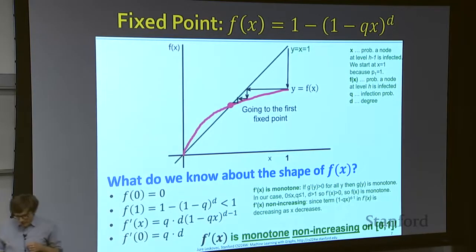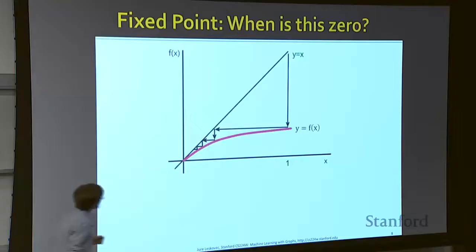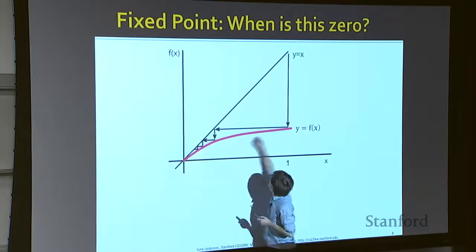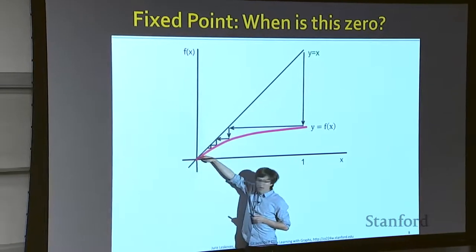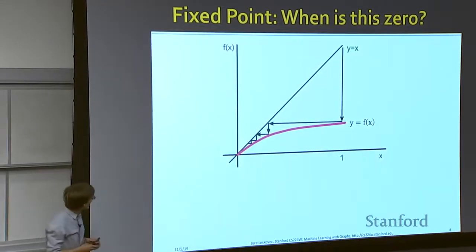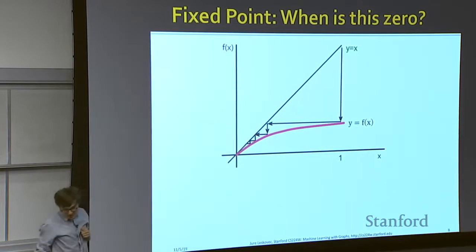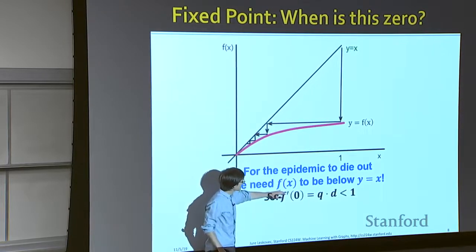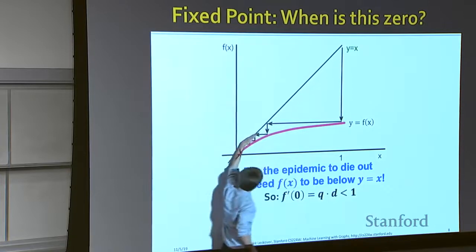Okay, so now we are ready to make our claim. If our f of x would look like this, then this is how my iteration would look like, and I would slowly get to 0. So as I said before, what we require is for this function to be always below the diagonal. So for the epidemic to die out, f of x has to be below y equals x, below this diagonal line.